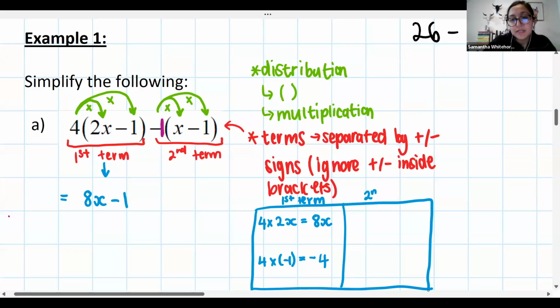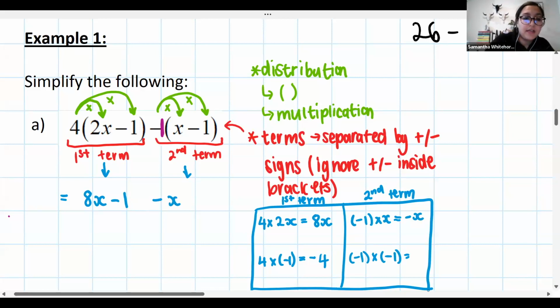Then if I move on to my second term's distribution, I have negative 1 times x. You don't have to put the brackets in if you don't want to. I like to use brackets, especially when I'm multiplying with negatives, because it makes me very aware of the signs. A negative times a positive is a negative, and 1 times x is x. So I've got negative x. A negative times a negative is a positive. 1 times 1 is 1. So I've got plus 1. From the distribution in my second term, I've got minus x plus 1.